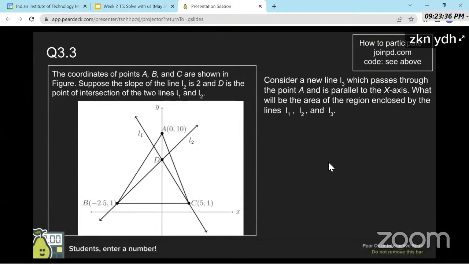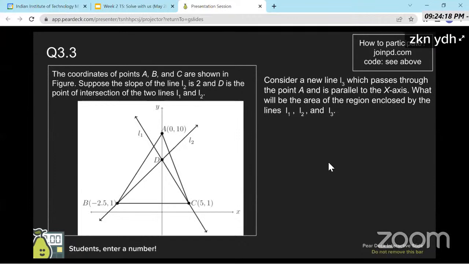I was thinking this line is passing through 0, 10, and it is parallel to BC. That means the slope of this line will be 0, right? Parallel to the x-axis means... what is the equation of L3? Kajori, can you tell me? The other equations are x plus y minus 6 and y equals 2x plus 6. That is different. I'm asking what is the equation of line L3? I got y equal to 10. Y is equal to 10. So now you got it.